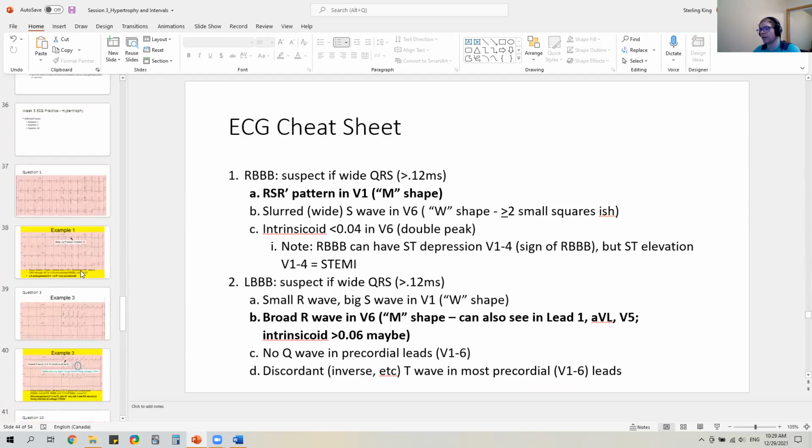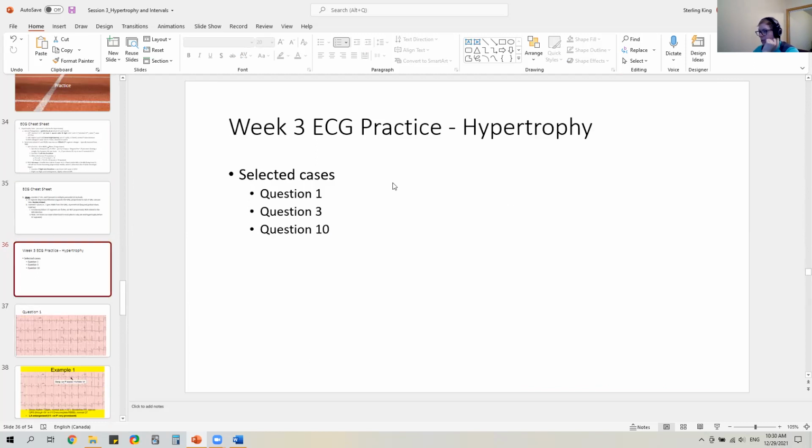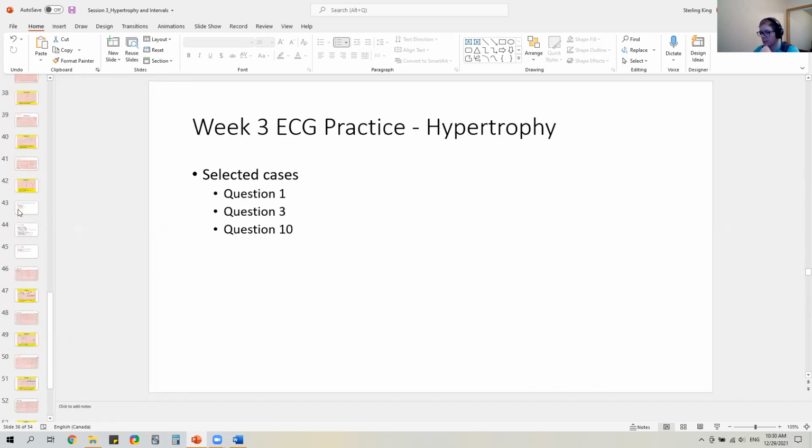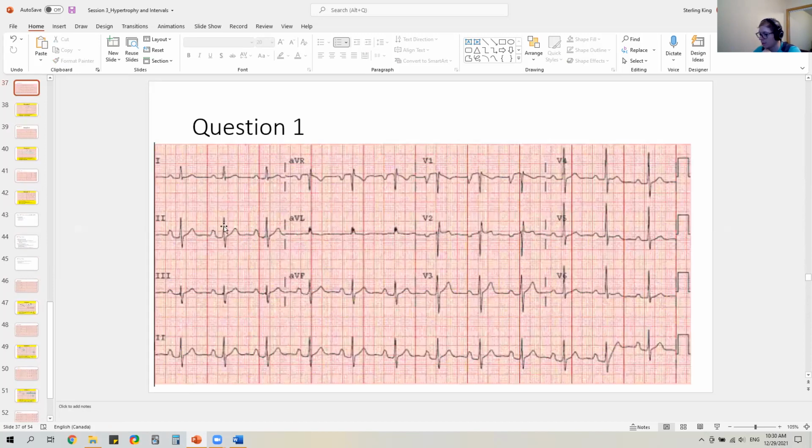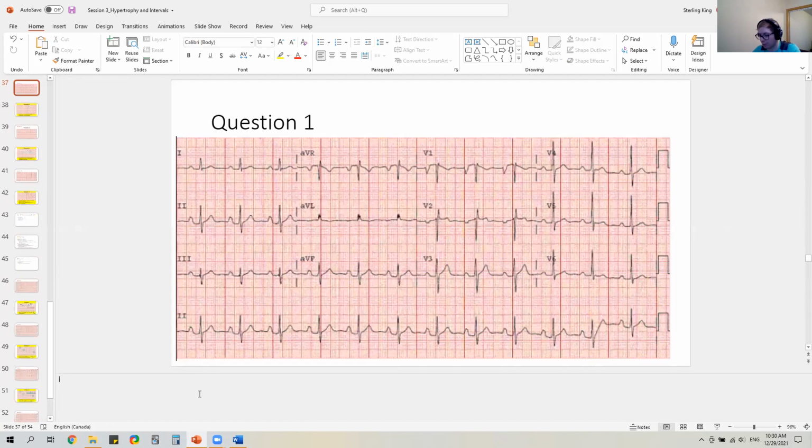Okay, so here are the practice cases. It's from the week 3 ECG practice hypertrophy from assess.med, and the cases I went with are questions 1, 3, and 10. So question 1. You can pause if you want to try to work through it, and then I'll work through it right now.